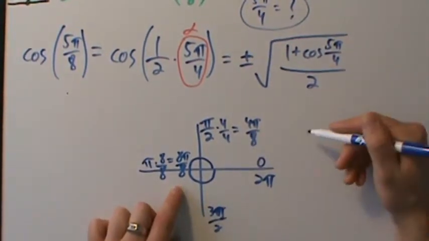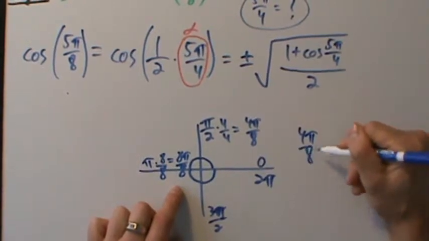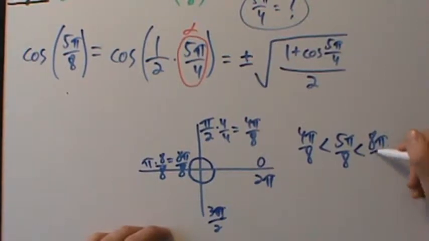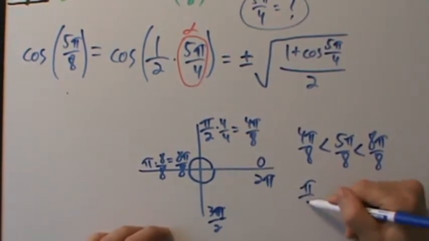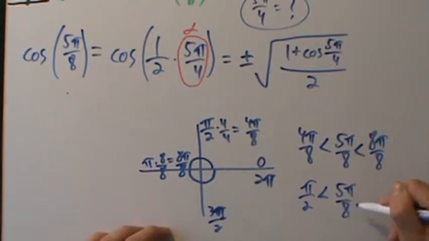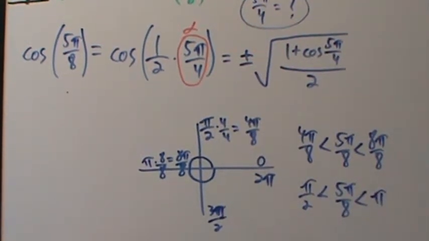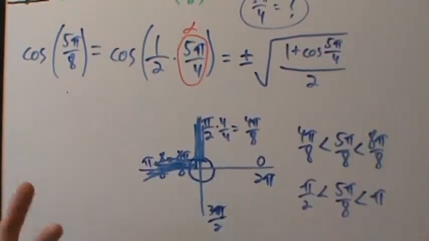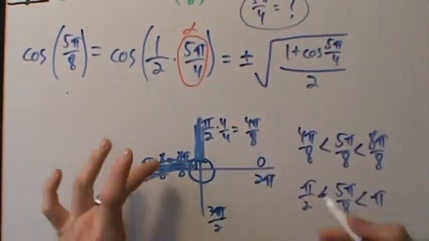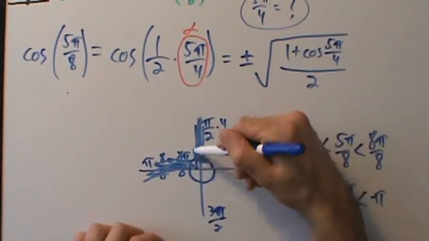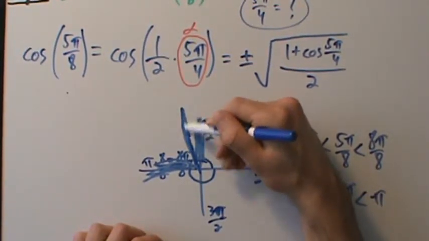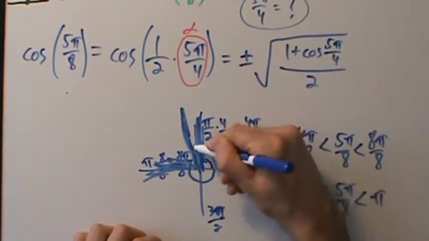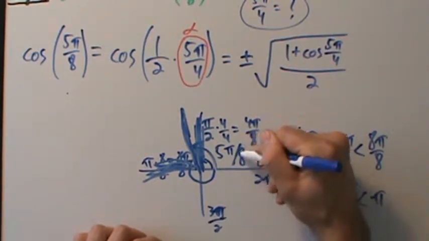So then what we actually have here is 4 pi over 8 is less than 5 pi over 8, which is less than 8 pi over 8. Or in other words, if we simplify everything, pi over 2 is less than 5 pi over 8 is less than pi. So 5 pi over 8 is between pi over 2 and pi. Wherever 5 pi over 8 is, we don't know exactly where it is, well, we kind of can figure it out, but it's going to be just past the positive y-axis right here, just past pi over 2. So this right here is going to be approximately 5 pi over 8, but we don't really care about that.